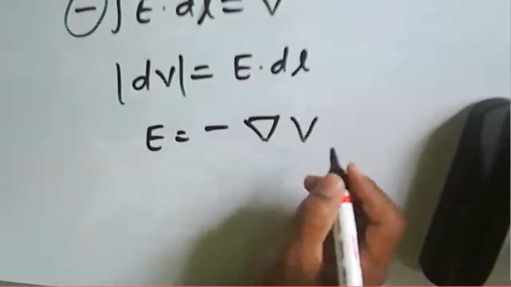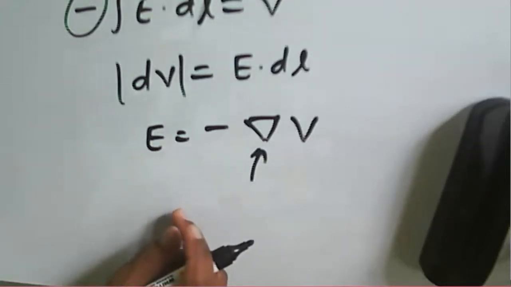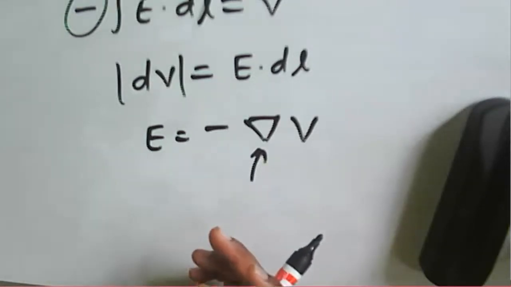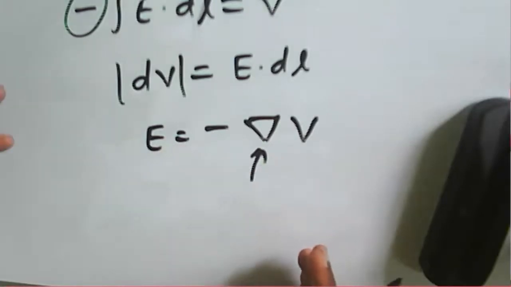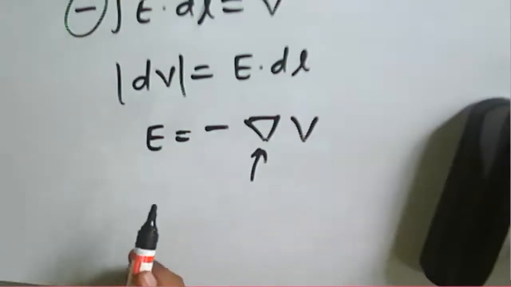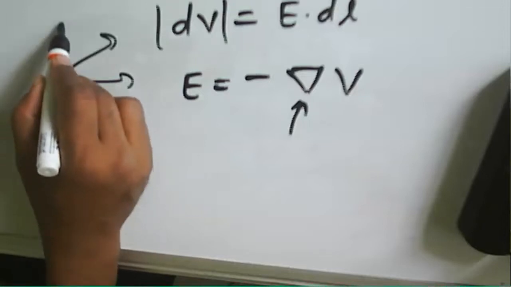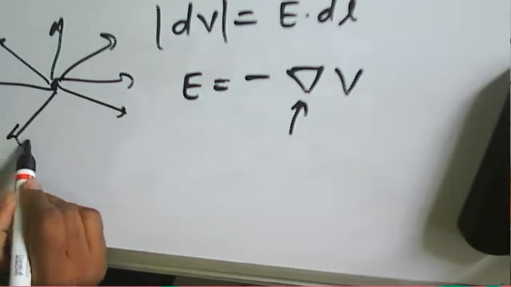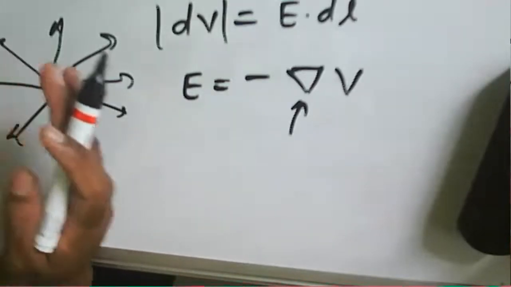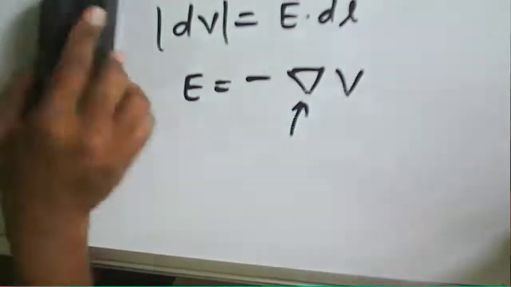Minus del V, that is a gradient, and del is nothing but the del operator. This minus sign means that the field is directed from the region of higher potential to the region of lower potential. Generally, a charge has a field around it. If we consider a point charge, the field gradually changes, so the potential gradually decreases. So that's why we say it goes from the higher potential to the lower potential.